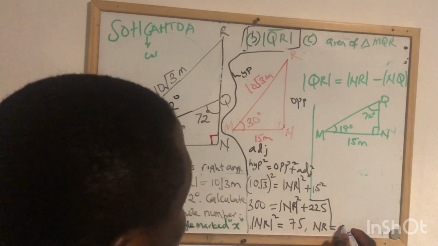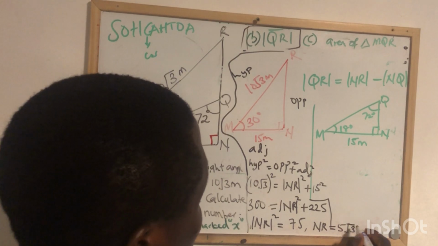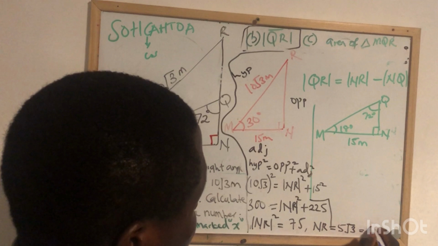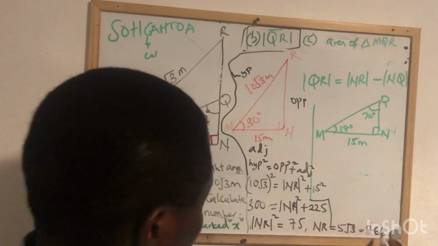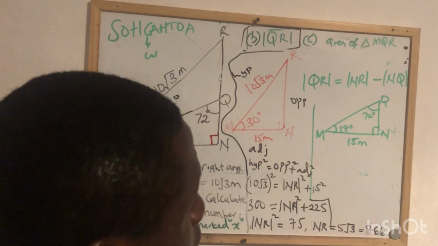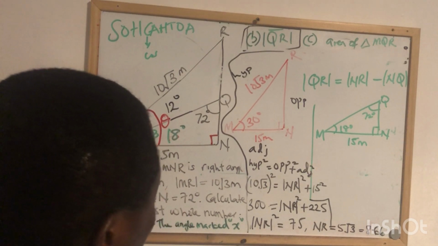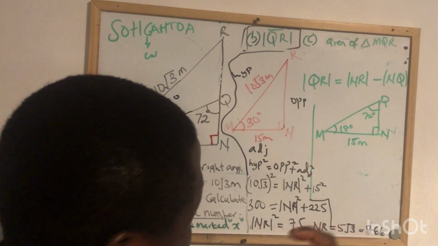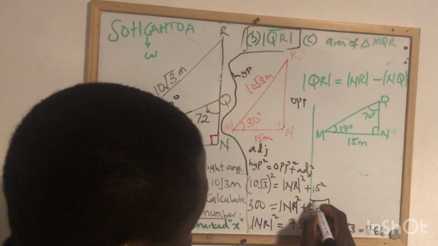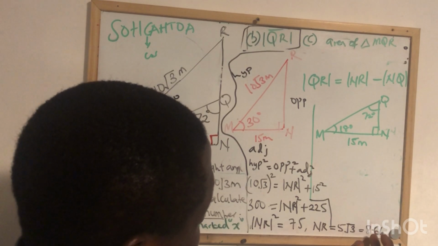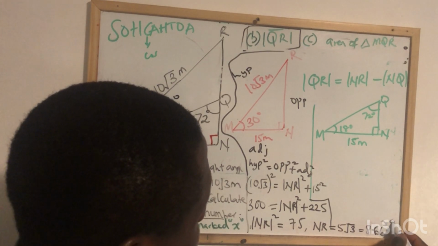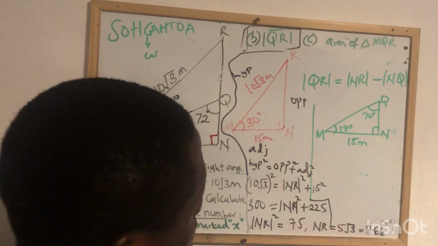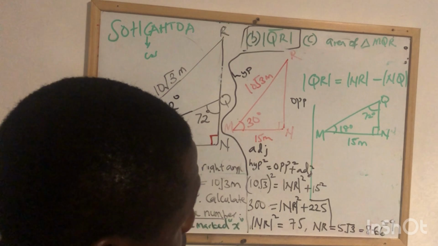You get 5 root 3. If you want to take it to decimal, it is 8.66. To one decimal place, it will be 8.7. Sorry, to whole number, please. The question says to whole number. It's going to be approximately 9. To whole number is going to be 9. So take note of that. If you are taking this approximately to whole number, it's going to be approximately 9.